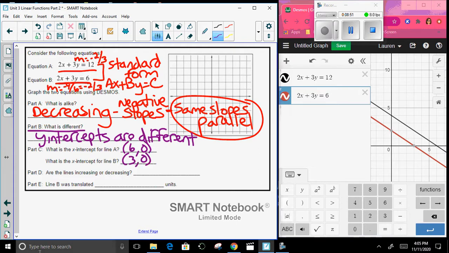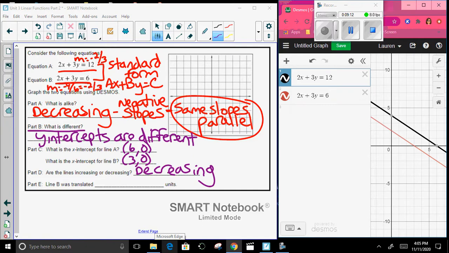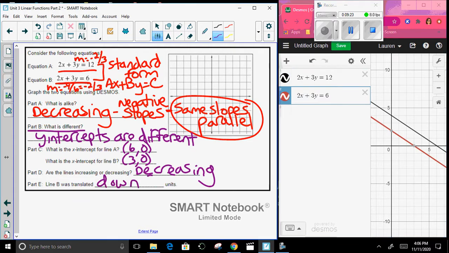Are the lines increasing or decreasing? We talked about that. They are decreasing. Line B was translated what? Line B is my red line. Translated means it's shifted. It's shifted up or down or left or right. So they're asking me basically, how did I get from the black line to the red line? I translated it down 1, 2 units. So it's translated down 2 units.